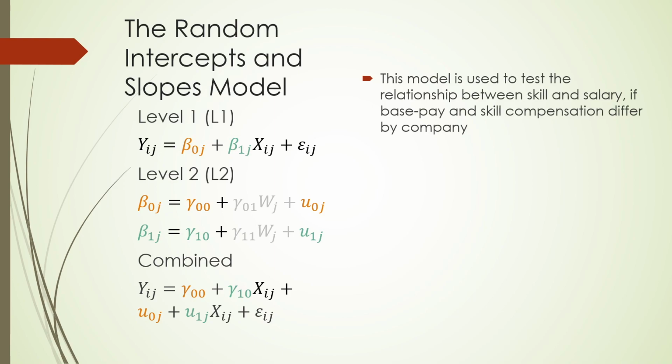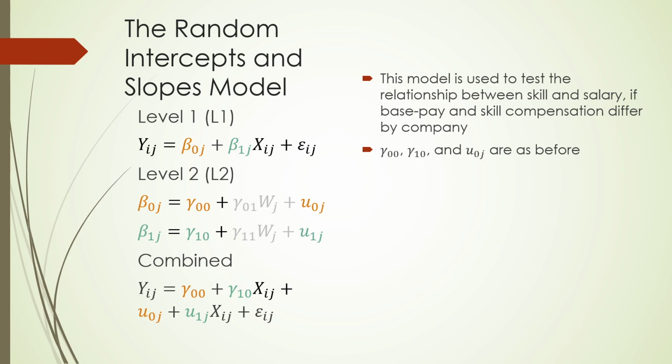So this model is used to test exactly the same thing we looked at before, the relationship between skill and salary. But this I would use if I believed that skill compensation changed based on company, which may be a good assumption or may be a good thing to believe in this particular case. The interpretations of gamma sub 0,0, gamma sub 1,0, and U sub 0j are all exactly the same as before, so I'm not going to revisit them here.